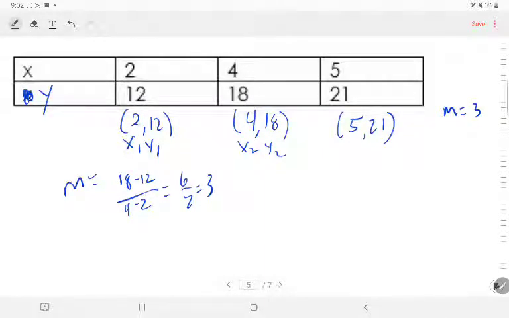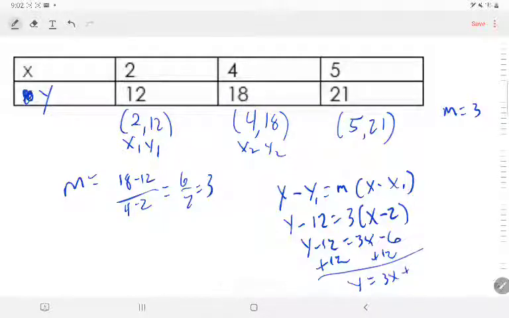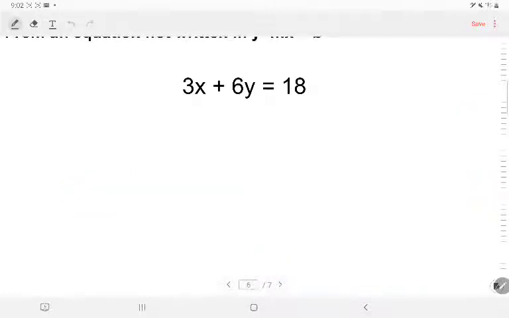And then I would do y minus y1 equals slope times x minus x1. That would be y minus, let's just pick the first one, 12 equals the slope times x minus 2. That would be y minus 12 equals 3x minus 6. Add the 12 to both sides, and I get y equals 3x plus 6. So y equals 3x plus 6. There you go. All right.